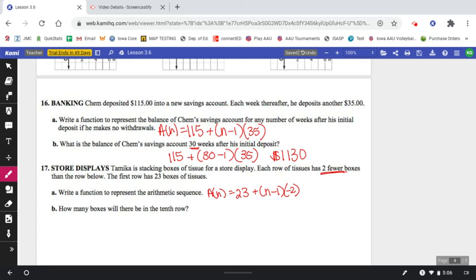How many boxes will there be in the 10th row? So I'm going to put in 23 plus 10 minus 1 times -2. And the answer is 5 boxes.